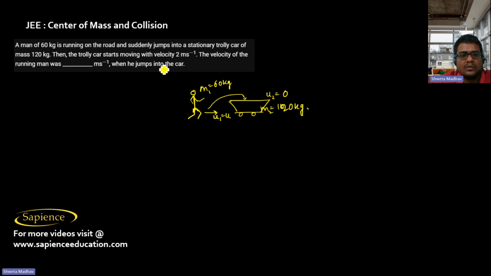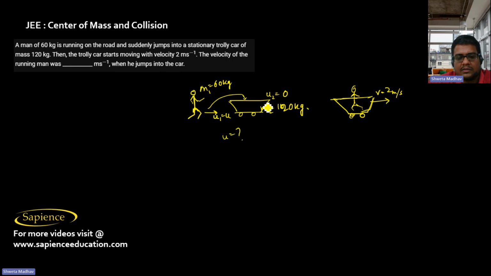Then the trolley car starts moving with velocity 2 meter per second. So here it is told that after he gets onto the trolley car, the trolley car along with him will move with a velocity of 2 meter per second. This is v. The velocity of the running man when he jumps into the car, that is u, has been asked.